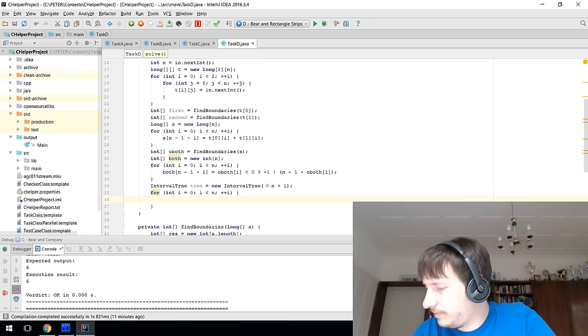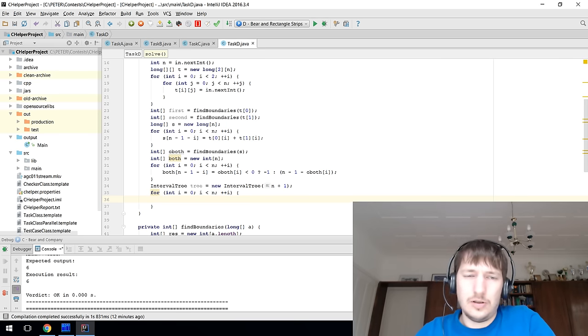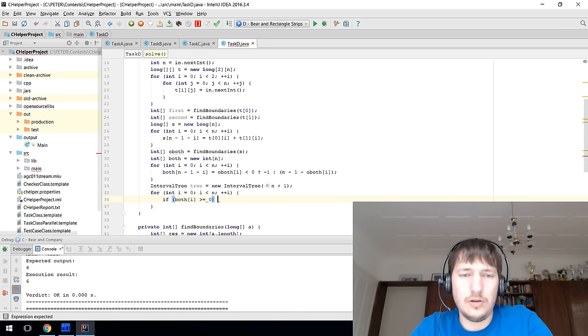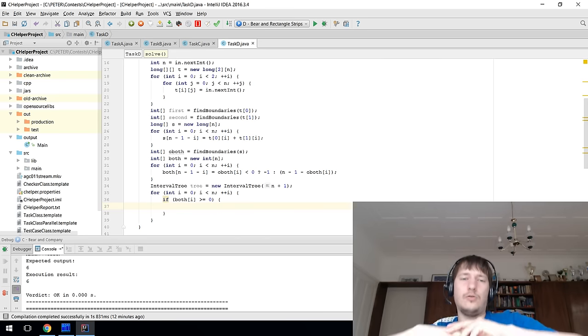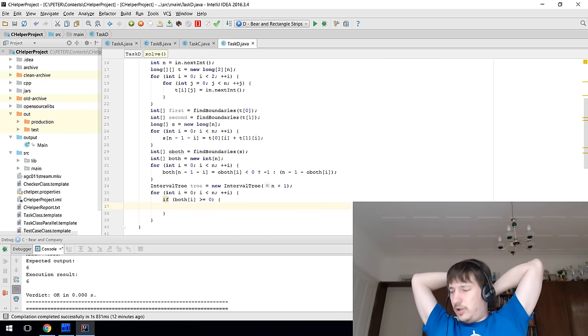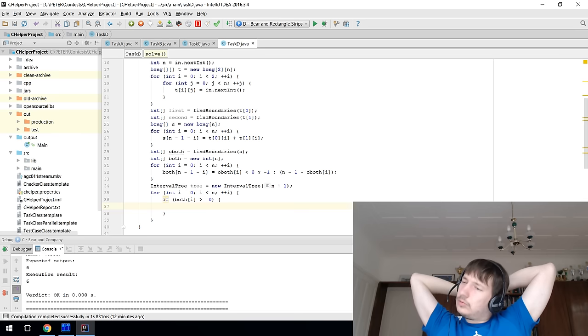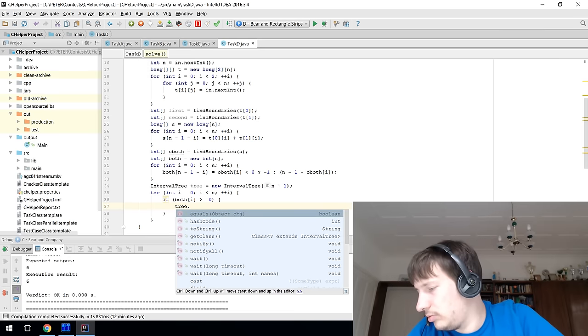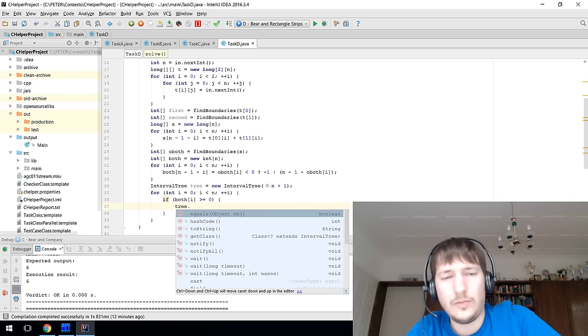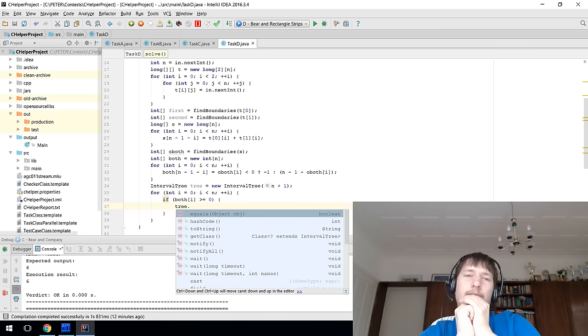So here, if both e exists, then we should find the answer over all previous ones, right? Yes, we should find the tree... okay, they will not intersect, so it will be just fine.